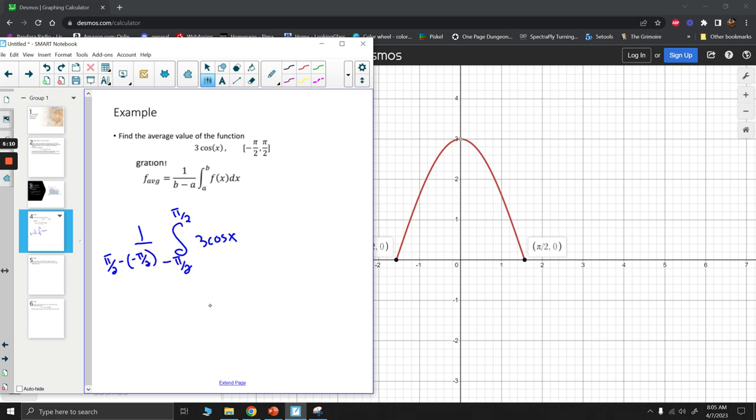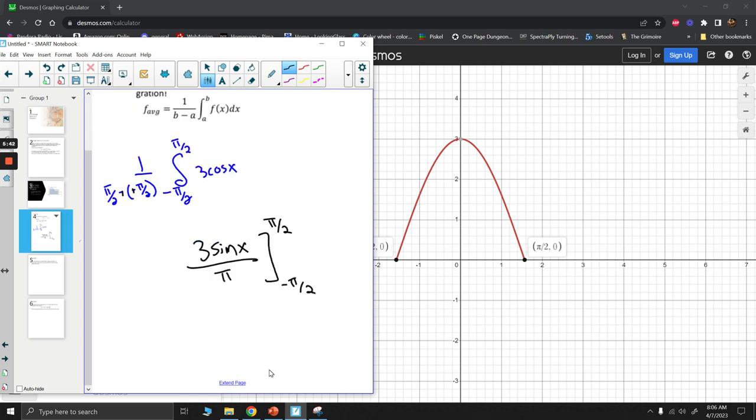All right, so the integral of 3 cosine x is a nice simple integral. Integral of cosine is just going to be sine. So we have 3 sine x, and we're going to be dividing it by our pi, again, because pi halves plus pi halves is going to be pi. And we're taking this from negative pi halves to pi halves.